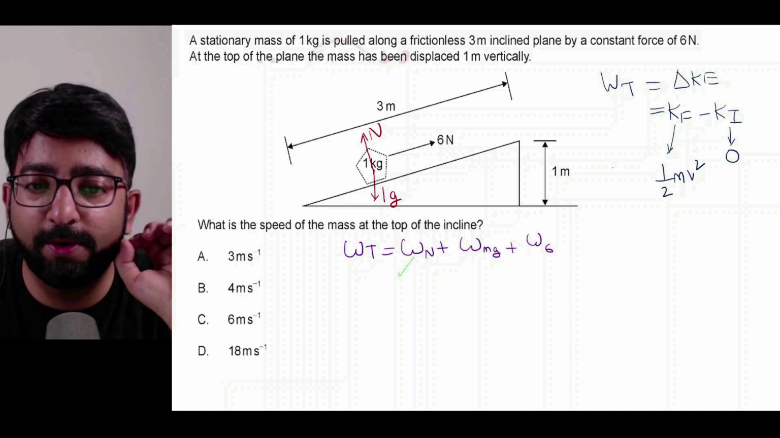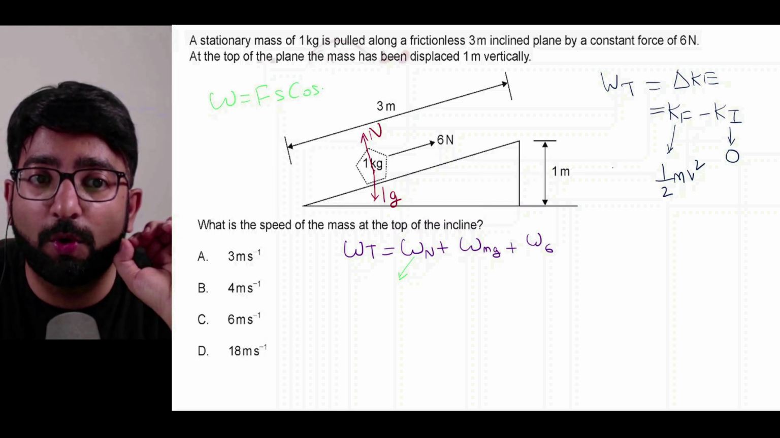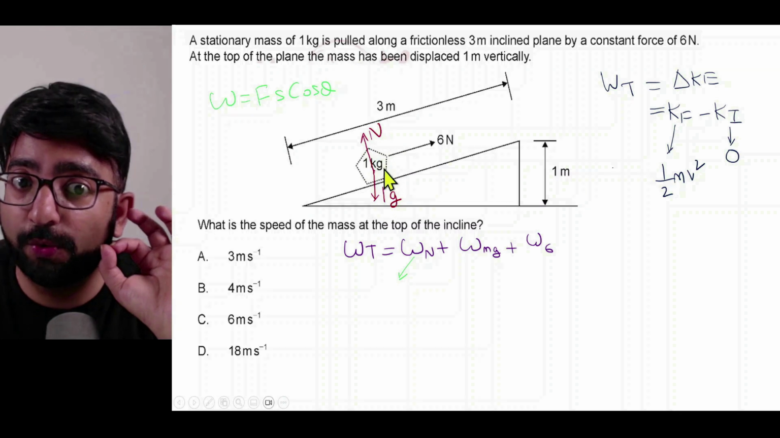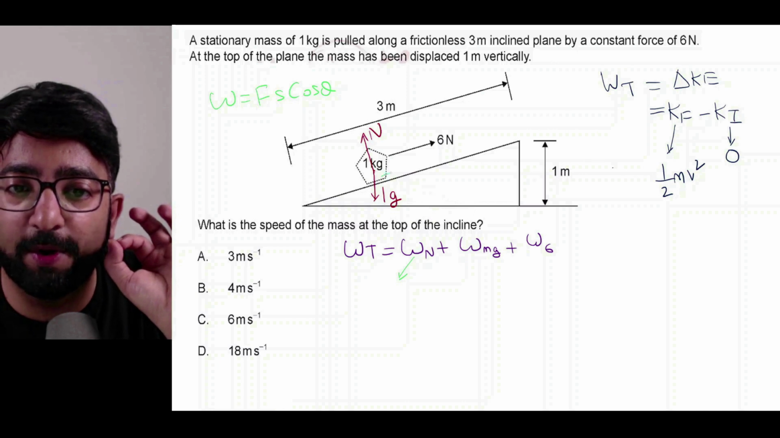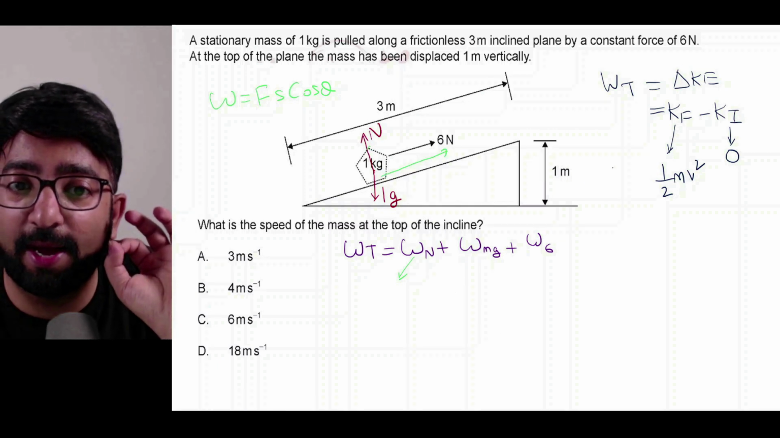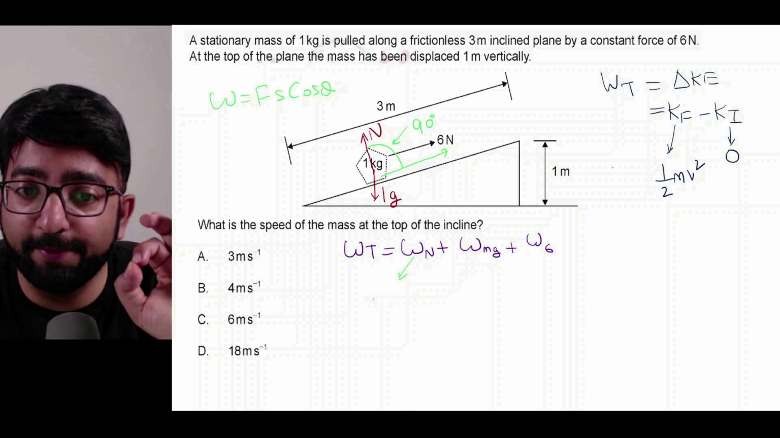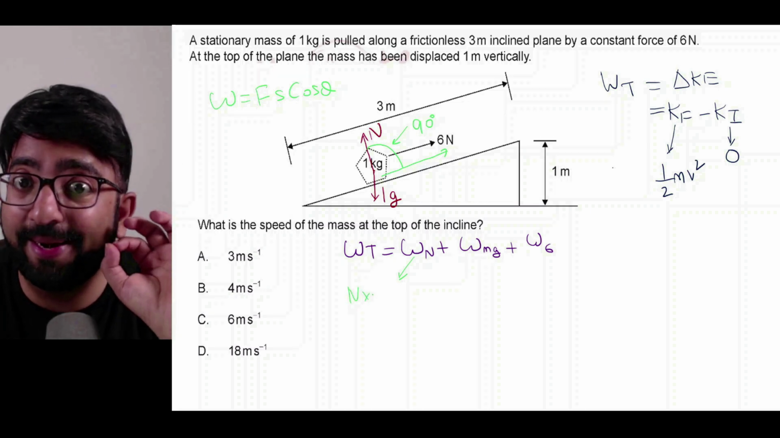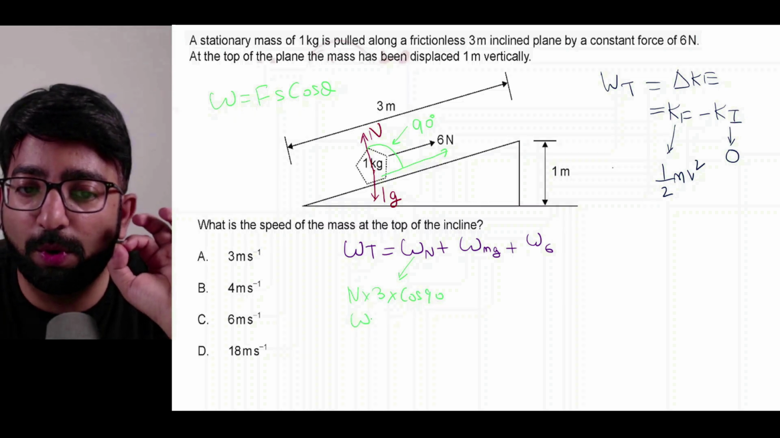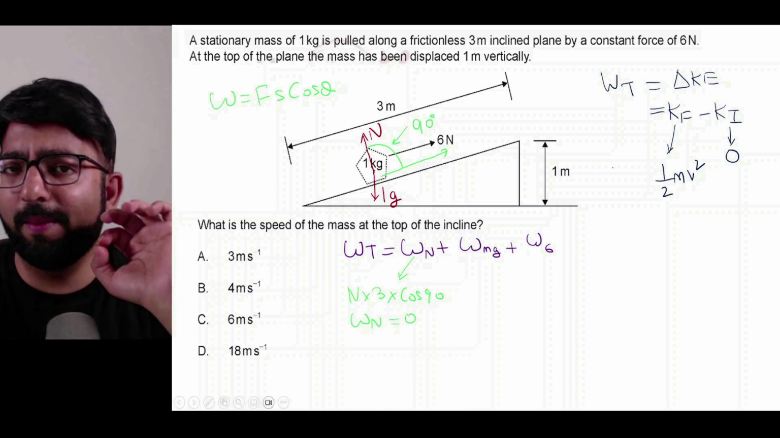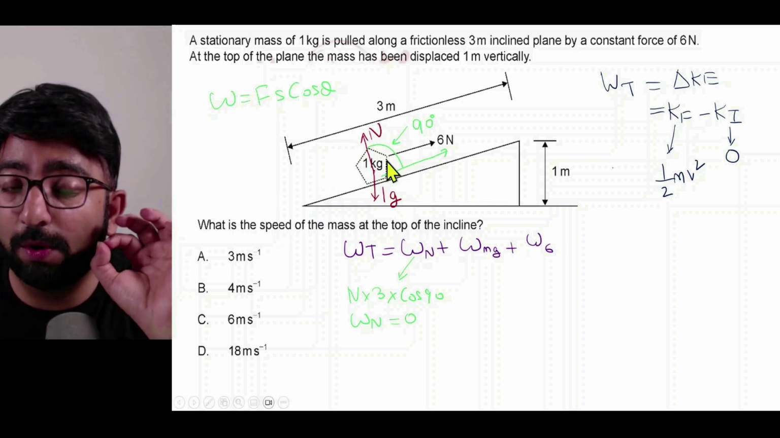In case of the normal reaction, let me write down the basic formula for work, which is force into displacement into cos theta. Now normal reaction is always perpendicular to the contact surface, while the object is moving along the incline upwards. Hence, the angle between the normal reaction and the displacement is 90 degrees. So the work done will be N multiplied by displacement, which is 3, multiplied by cos 90. Cos 90 is 0, which means work done by the normal reaction is equal to 0.